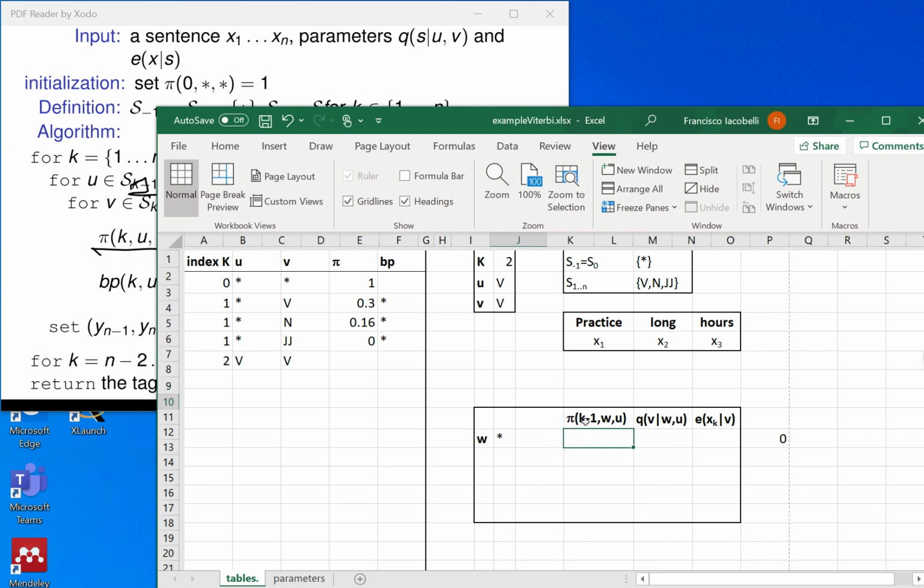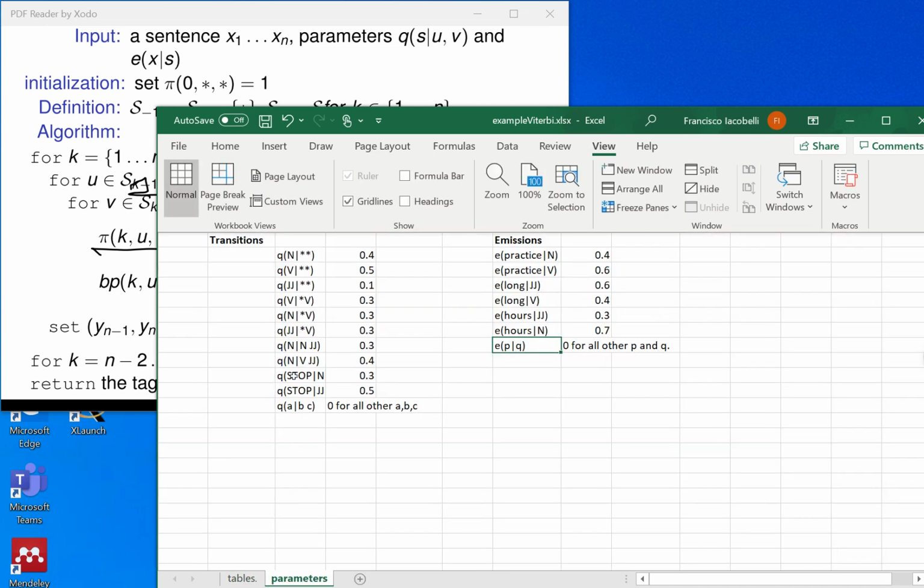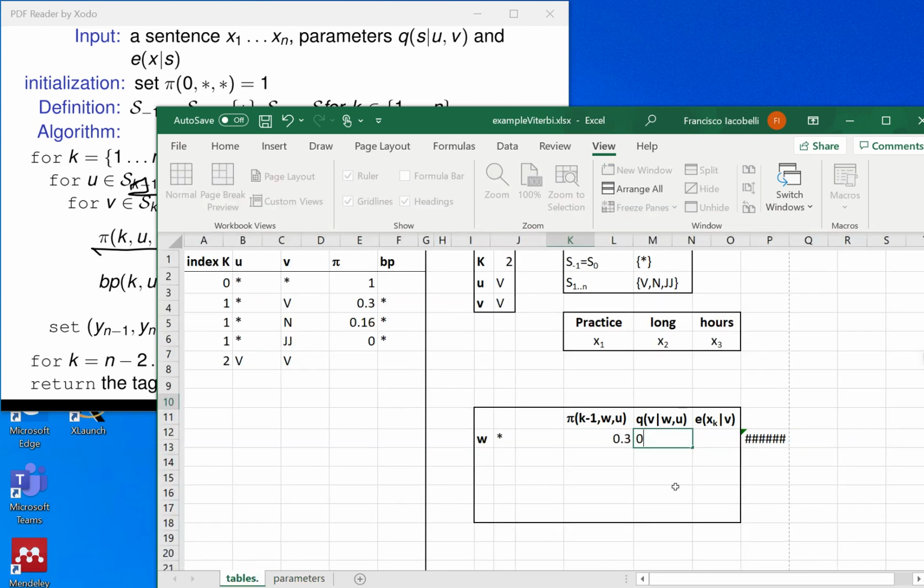We're going to look for pi of 1 star V. 1 star V right here, 0.3. Then we're going to look for Q of V given star V. I'm just replacing: W is a star and U is a V, right? Q of V given star V. So I'm going to look in my parameters. Q of V given star V is 0.3. So I'm going to replace 0.3 here.